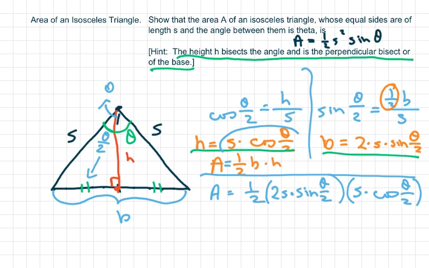Alright? Now I'm going to group things together. I have area equals, the 1/2 times 2 cancels here, so I don't need to write that again. So I'm going to get s squared sine of theta over 2 times cosine of theta over 2.